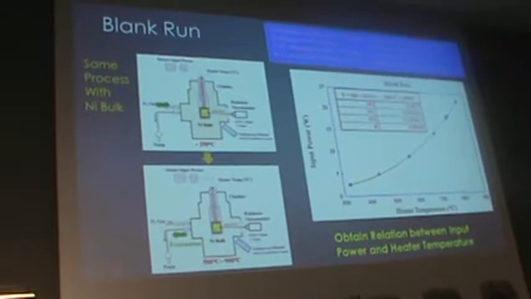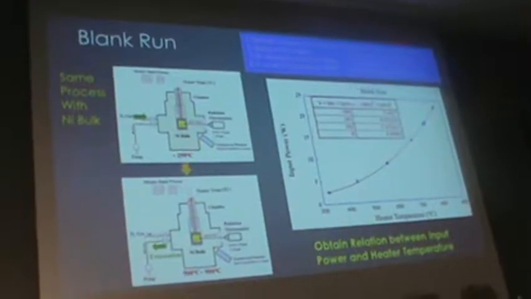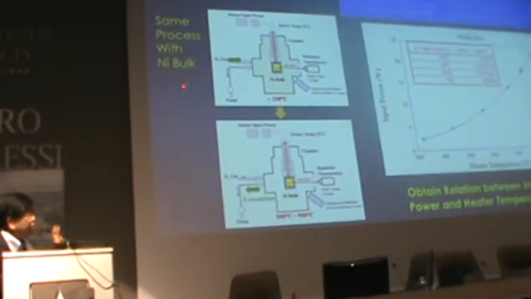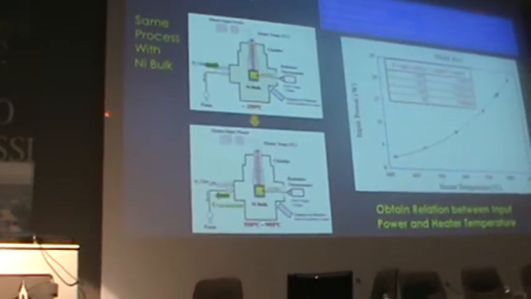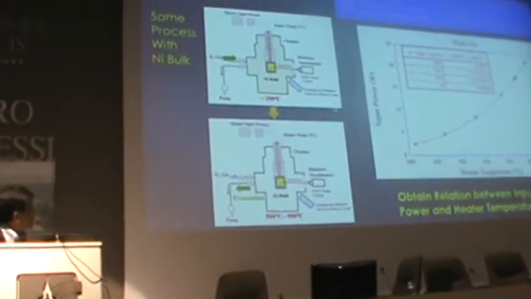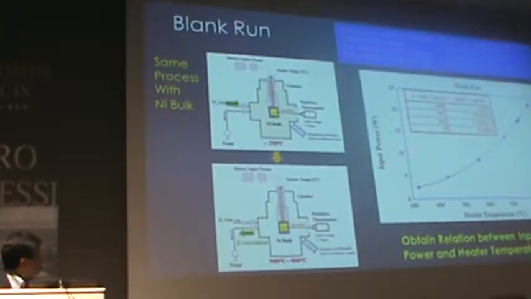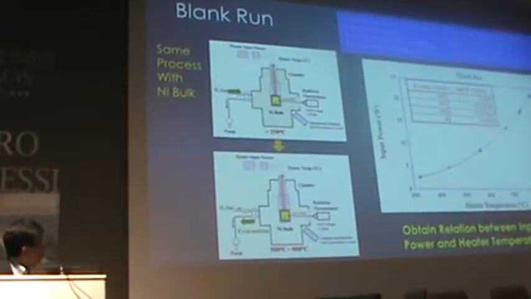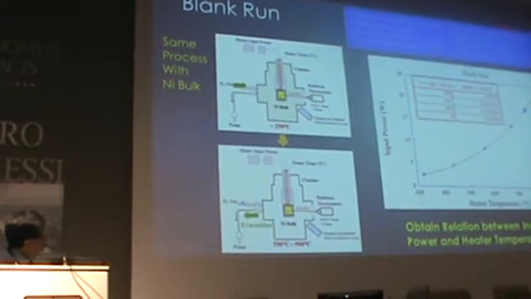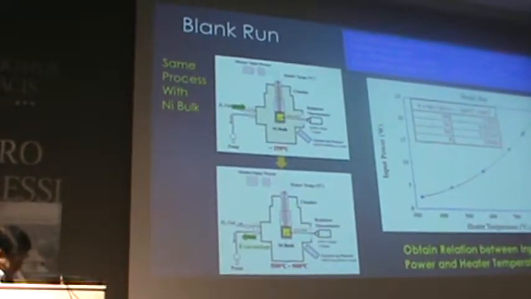Before the experiment, we perform a blank run for calibration. It is exactly the same process, with a nickel bulk instead of the multilayer. And we get this kind of calibration curve. For example, if we input 10 watts to the sample, we get about 600 degrees. And if we input 20 watts, about 800 degrees centigrade. Okay.